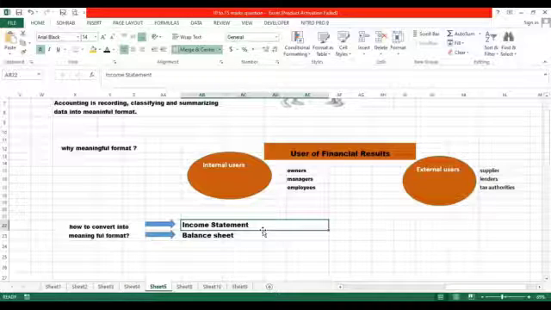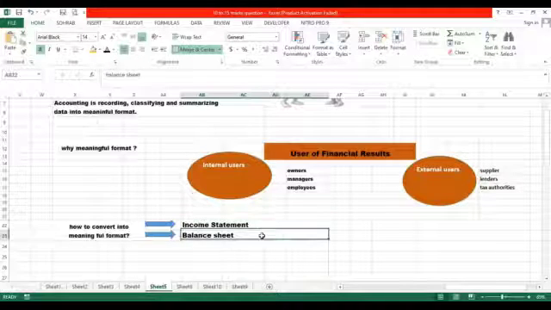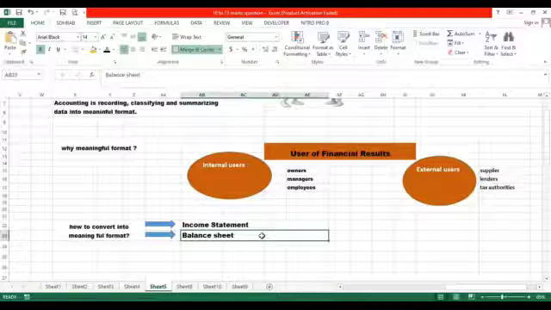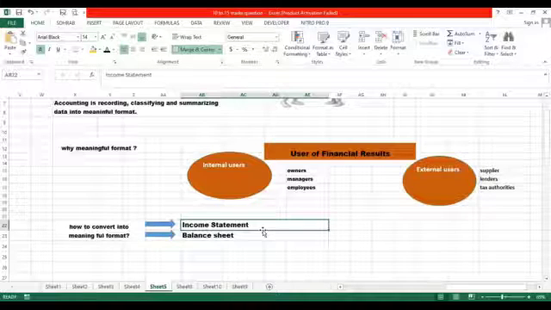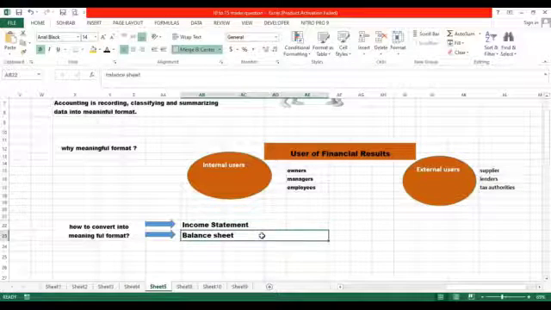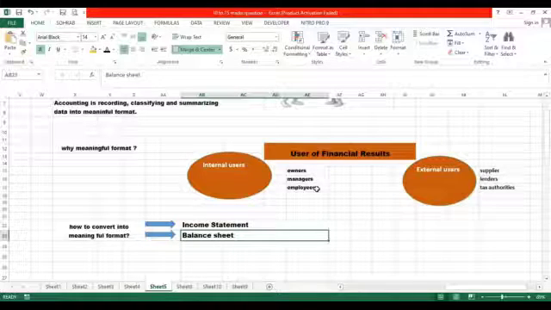Okay, so let me repeat again what we actually do in accounting. We convert raw data into a meaningful format, and on the basis of that meaningful formatted data, decision makers make their decisions. These decisions could be related to investing more money in the business, or lending more money to the business, or providing more goods on credit or not. So such decisions are taken by the users of financial information.